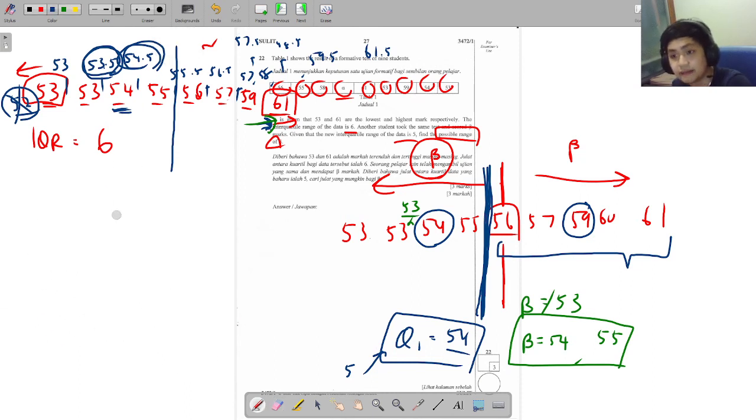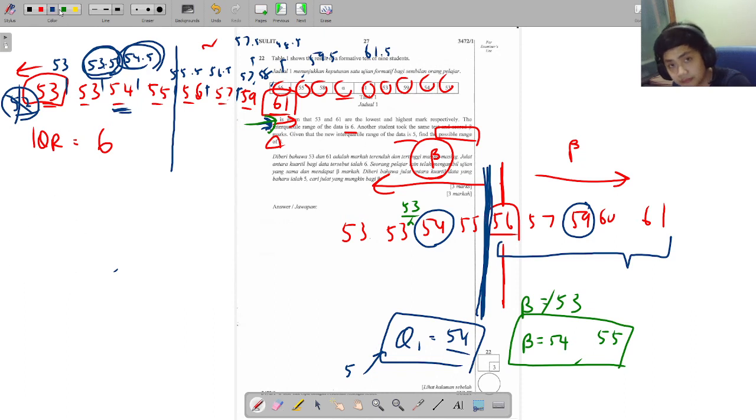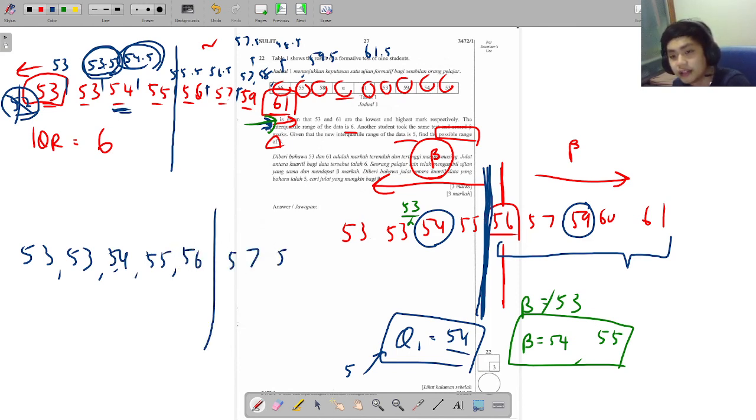So when we do it for the right side, oh, there are two 53s. Let me just erase this again. So 53, 53, 54, 55, 56, 57, 59, 60, 61. So from here, in this case, beta, we know that IQR is 5, Q3 minus Q1 should be 5.